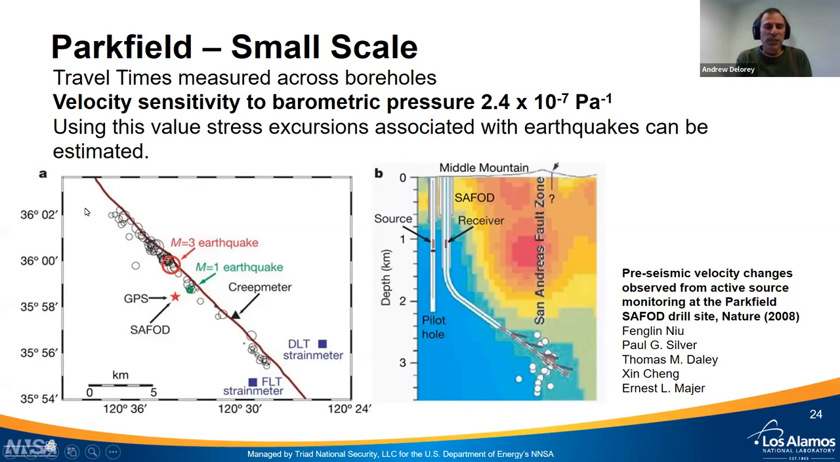So here we are at Parkfield. This is at the SAFOD site. For those of you not familiar, there are two boreholes. One of them is called the pilot hole that was drilled first. And then there's the main hole where they drilled right into the fault zone. But in this experiment, they were not right in the fault zone. They had a source and receiver, so they were measuring travel times between these two boreholes. And they were measuring it over some period of time, for example, as there were strains primarily due to barometric pressure.